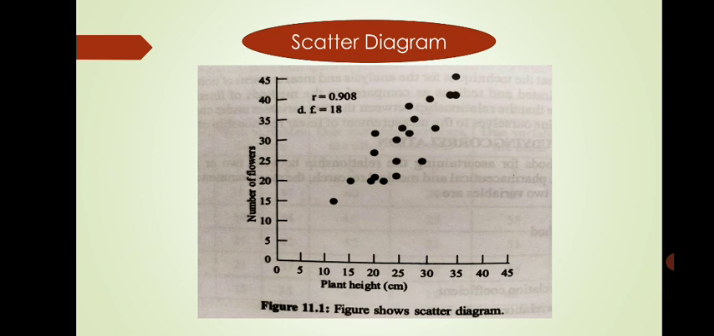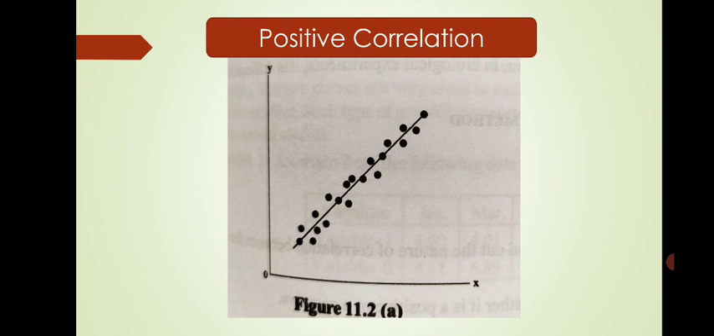Whenever we want to study correlation between two or more variables, the first method is graphic methods, and the graphs are particularly represented by scatter diagrams. There are various types of scatter diagrams. The first diagram is for positive correlation.